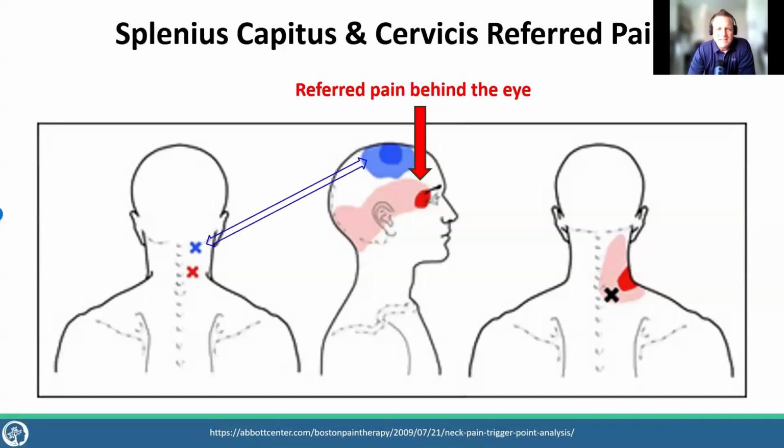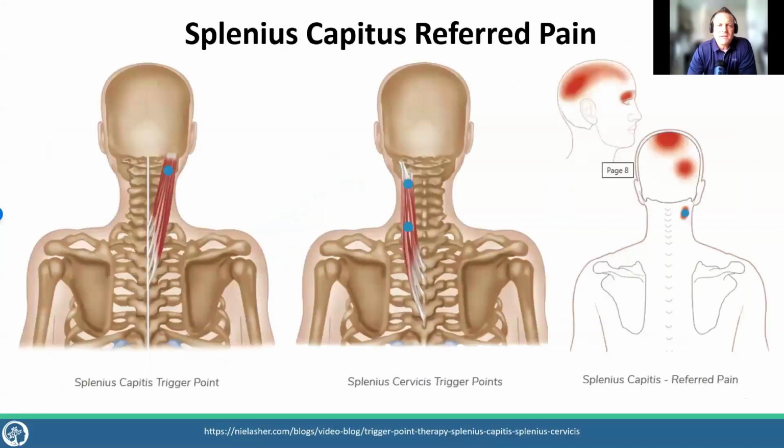So here's some really beautiful examples of that. Referred pain right behind the eyeball. And look at that trigger point on the right-hand side, upper, really communicates with the top of your head, but this trigger point that's a little bit lower communicates more with right behind the eye and the temple region, similar to what a tension headache would do.